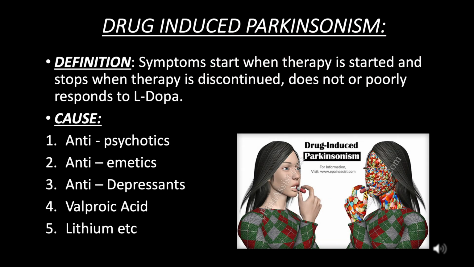Drug-induced Parkinsonism. Definition: symptoms start when therapy is started and stop when therapy is discontinued, and it does not respond or responds poorly to L-DOPA. Causes: anti-psychotics, anti-emetics, antidepressants, valproic acid, lithium, etc.